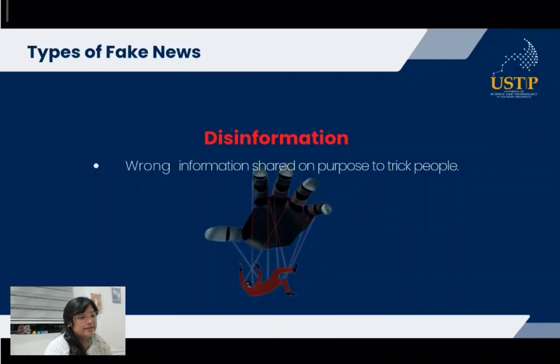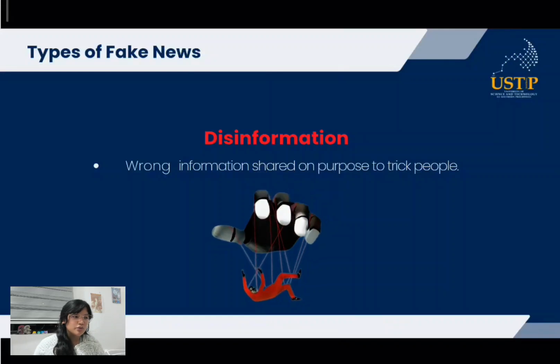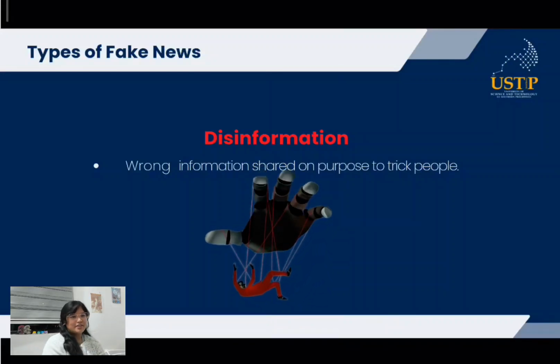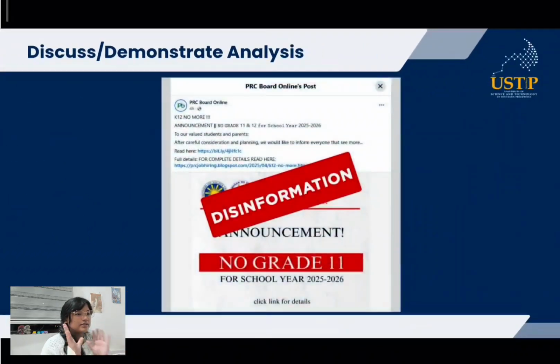So, this kind of information is trying to trick you into believing something is true, or manipulate you into believing it. An example of this is this post. It was posted by PRC Board Online, and it says that there's no more grades 11 and 12 for the school year 2025 to 2026. So, obviously, it's labeled as disinformation. Why?